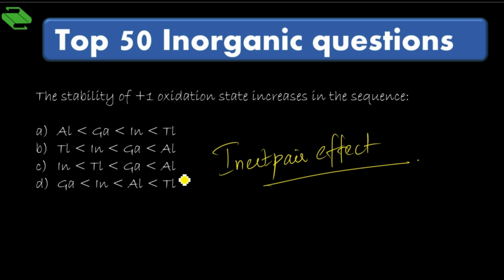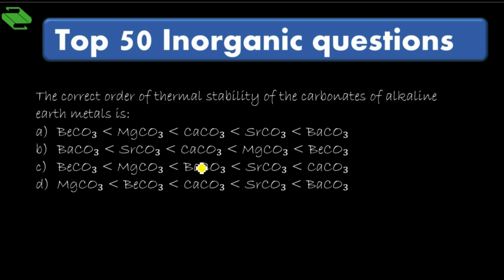So which one would be the right answer? Aluminium is becoming least. So aluminium, gallium, indium, thallium. Correct order of thermal stability of the carbonates of alkaline earth metals is. Okay, this question was asked in a previous year question paper.